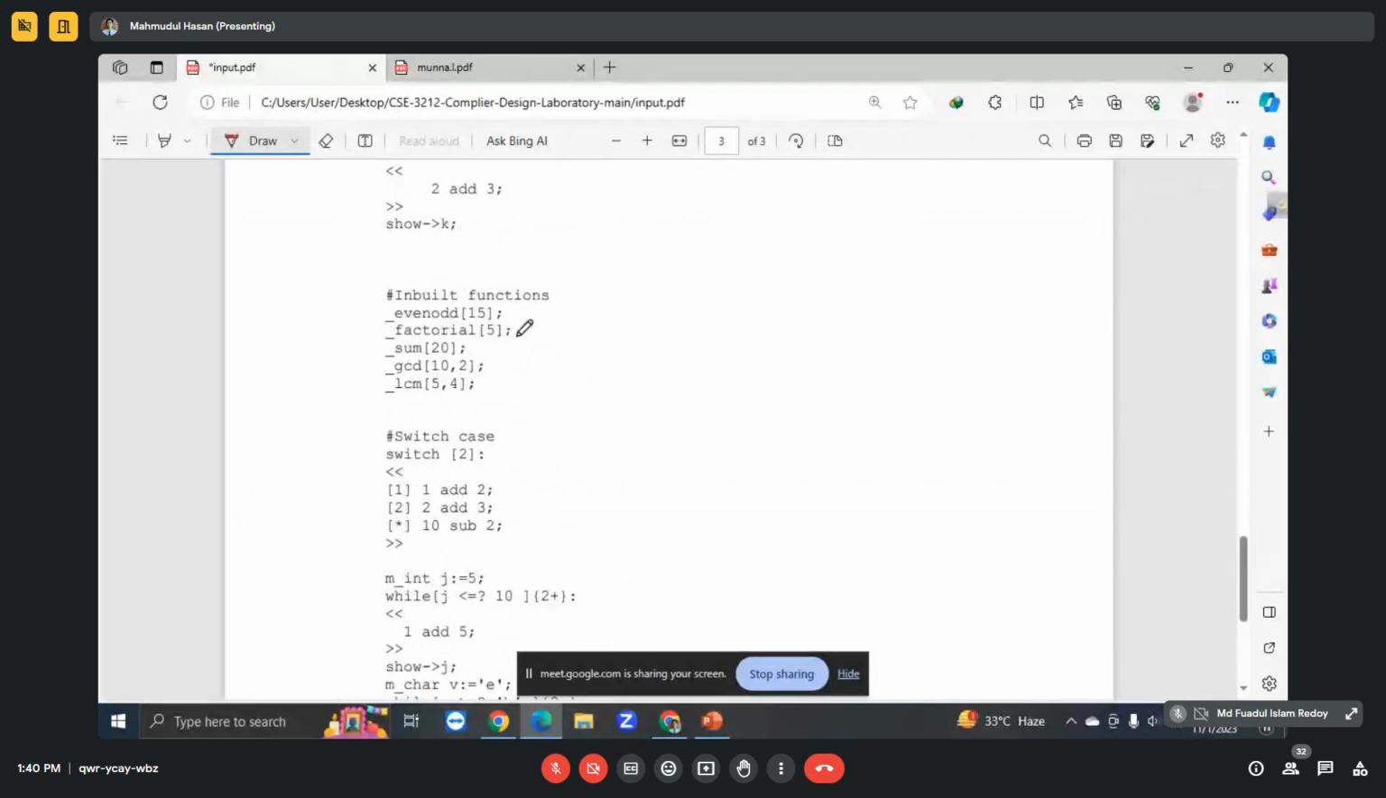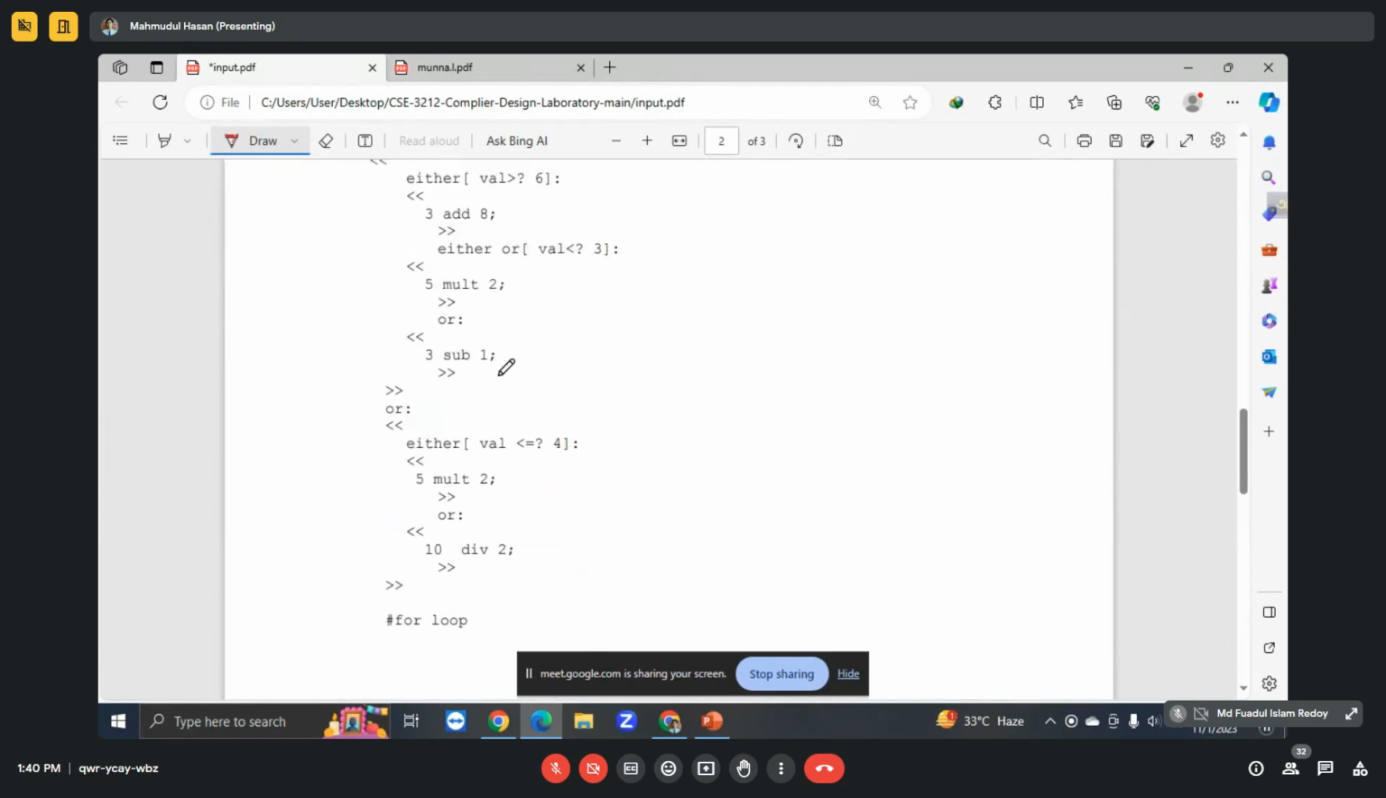It is also possible to find out even odd. Normally in C, even odd is not present. You need to write a user defined function. But for my language, even is a built-in function. Just call it like this. Then factorial, sum, GCD, LCM, and so many things.